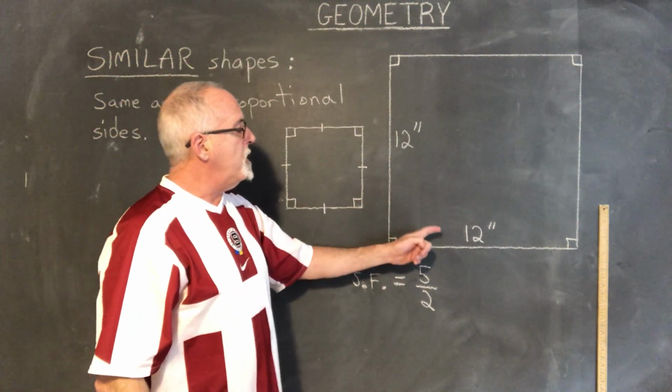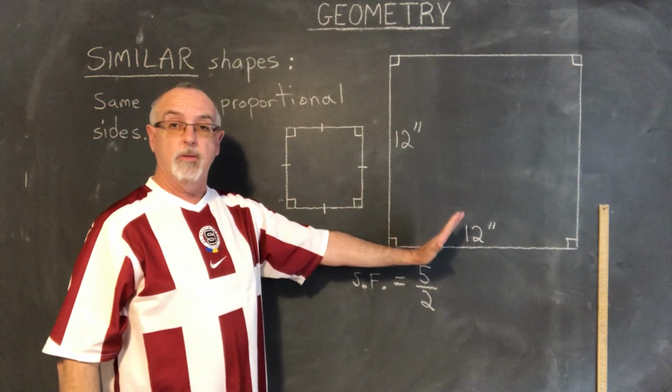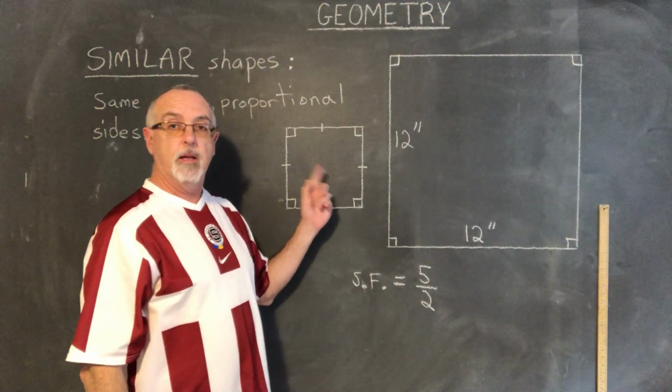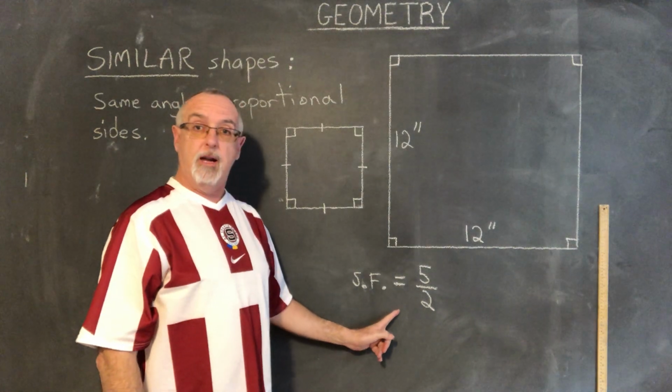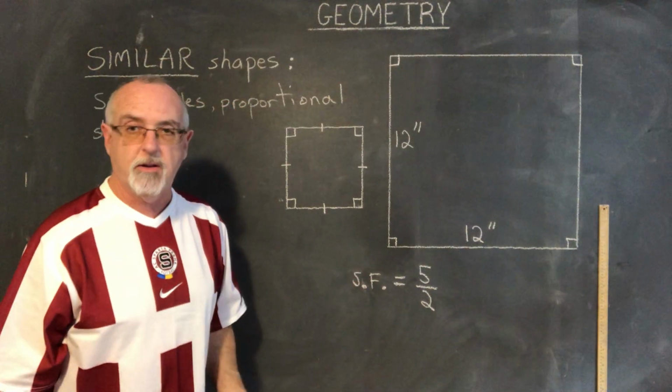This one here, though, we see that the side length is 12 inches. So we don't know the side length of this square, but we know that the two shapes are similar. And oh, looky here, we have the scale factor. The scale factor is 5/2.